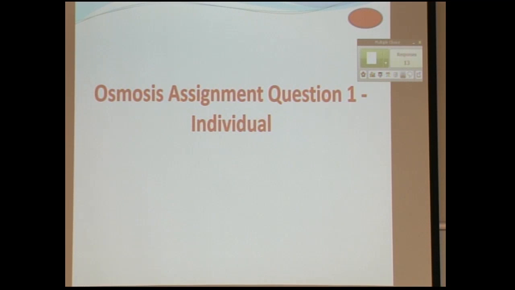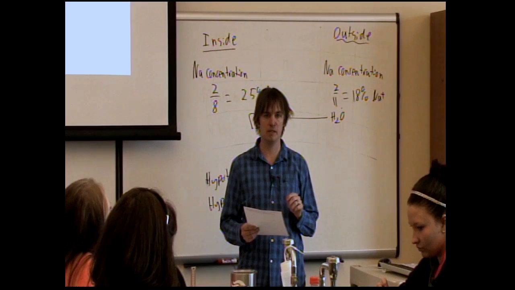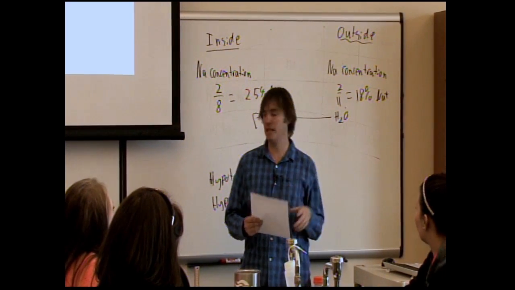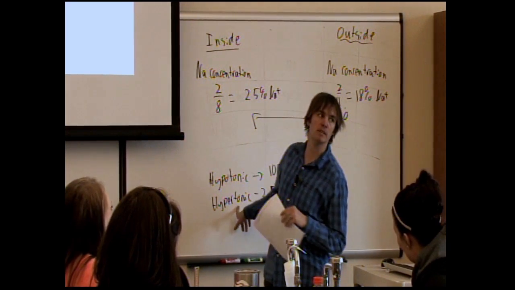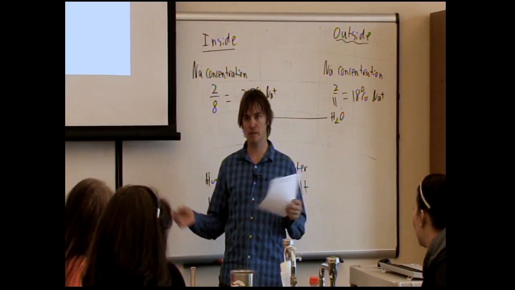All right, so I've got 3 practice problems for you. For A there, inside is 1%, outside is 5%. Which way is water going to go? Out. It's going to go out, which makes it a hypertonic solution. And you know, because water goes to the higher solute area.